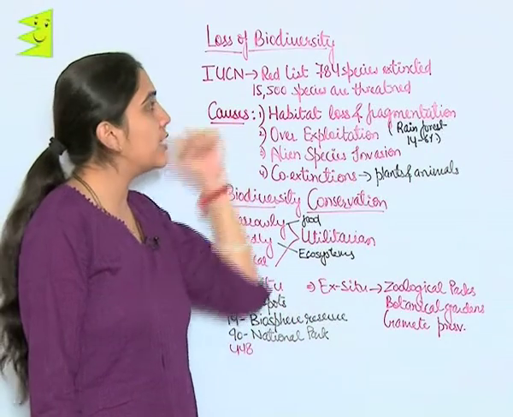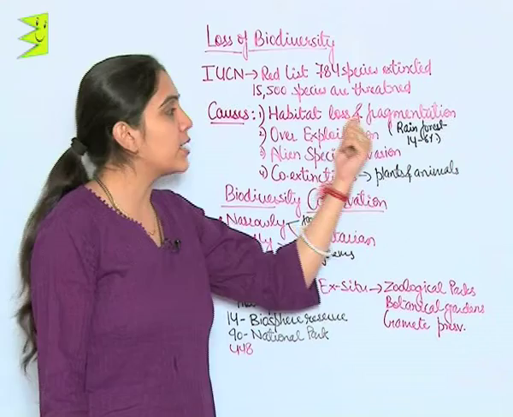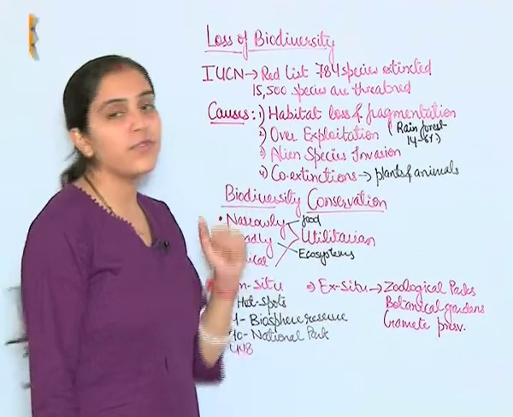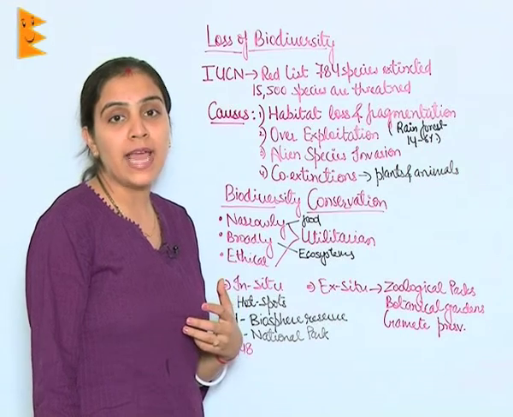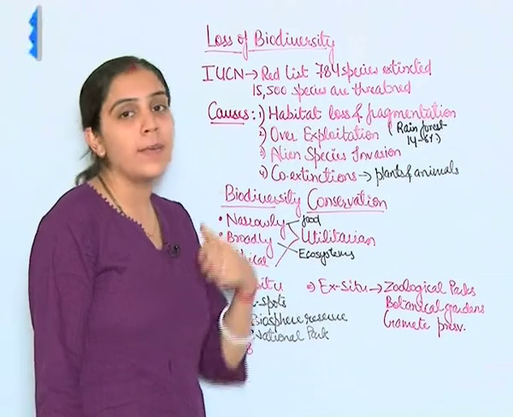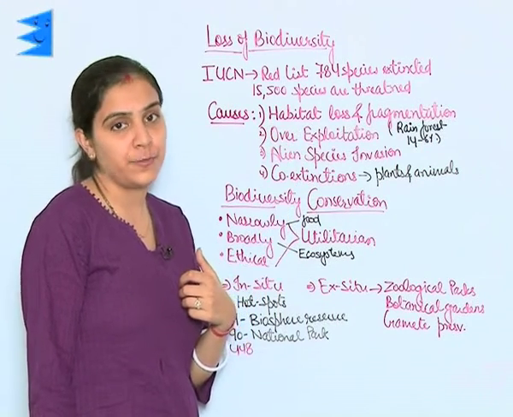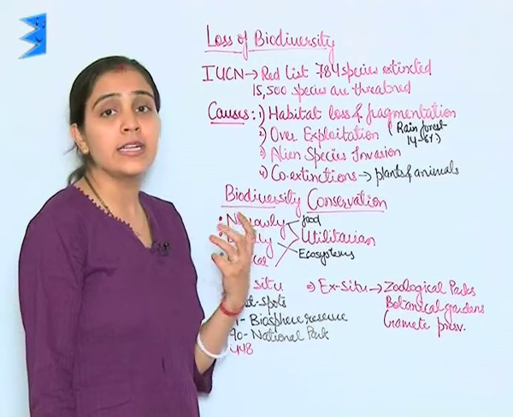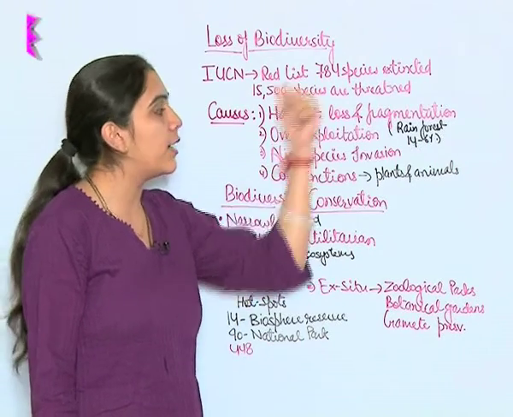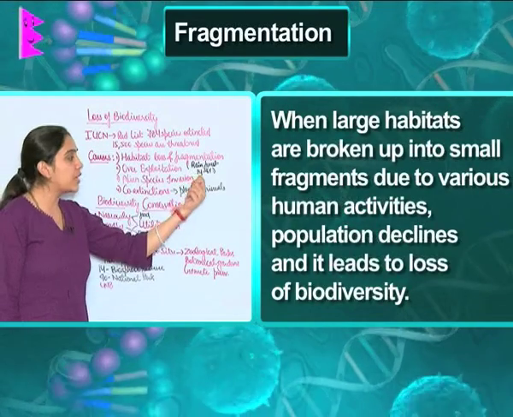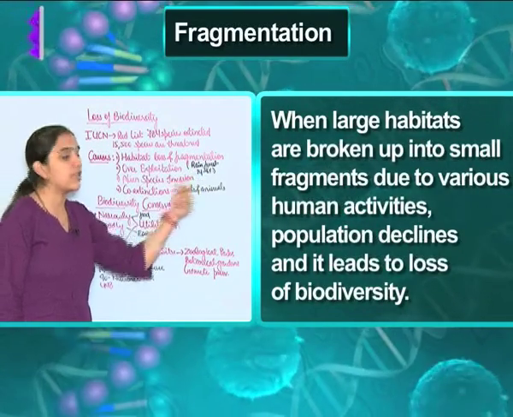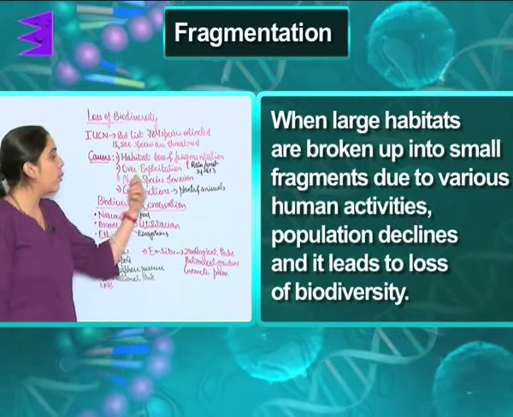The causes for this loss are habitat loss and fragmentation. This is found to be one of the major causes because, due to lots of manly activities, the natural habitat of plants and animals has been destroyed, and thus it leads to loss of biodiversity. It is believed that rainforest cover, which was earlier 14%, is now only 6%.